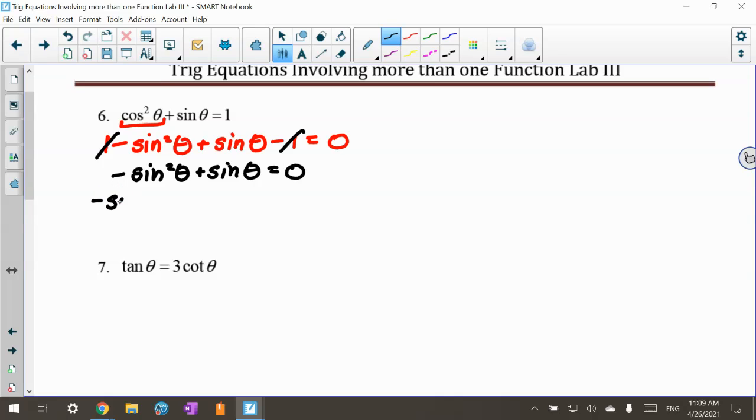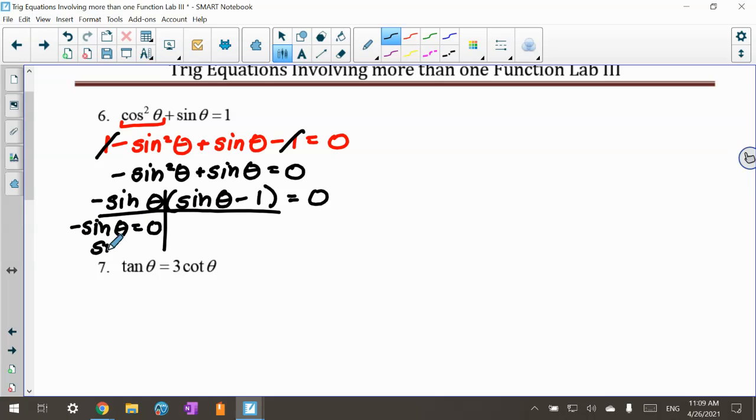So I'm going to factor out a negative sine theta because I can. When I do, this divided by this gives me a regular sine theta here. And sine divided by negative sine is negative 1 equals 0. So watch your signs here. If I factor out a negative, I'm dividing them both, changes their signs, make my big T. So I have negative sine theta equals 0. Divide by negative 1, sine theta equals 0. That's one of my equations. Over here, I have sine theta minus 1 equals 0, sine theta equals 1. So now I have my two trig equations.